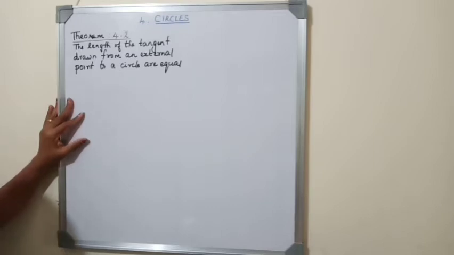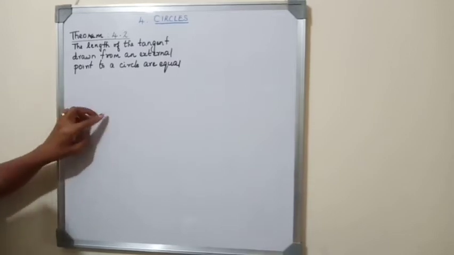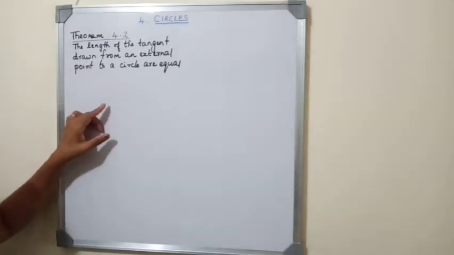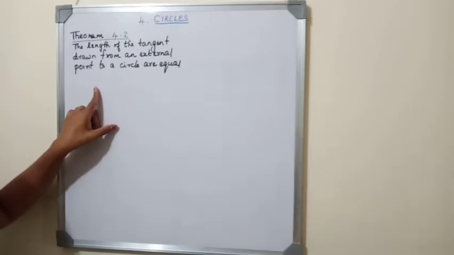Now we already learned how many tangents we can draw from an external point? 2 tangents. So both the tangents drawn from the external point are equal. We have to prove this, so we have to draw a circle.